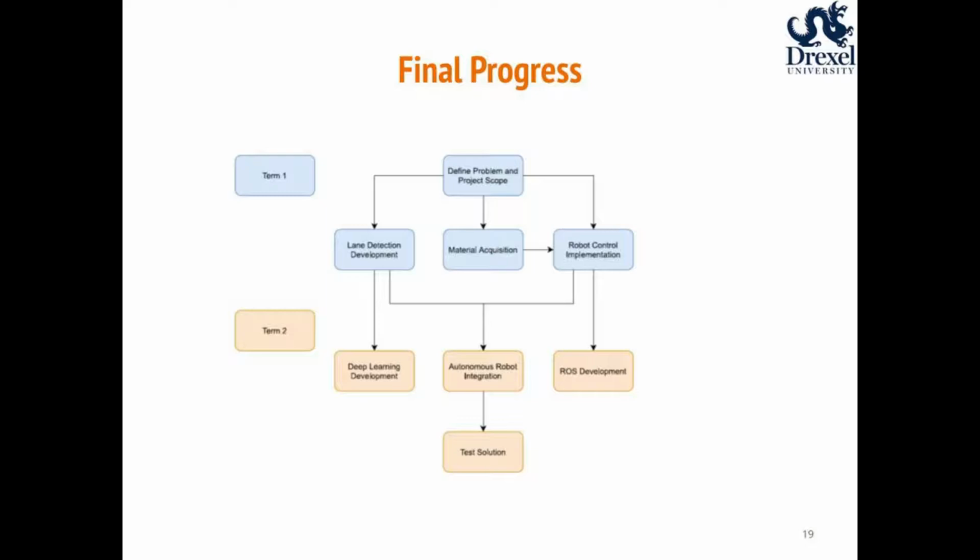In Term 2, deep learning development and ROS development began, but unfortunately, due to the shift in scope, we were unable to integrate them onto the autonomous robot. The development of these 2 aspects of the project are on our local machines. We were able to get the lane detection algorithm onto the robot and it's able to move with the robot controls. We were able to test this solution and refine it as we see fit.